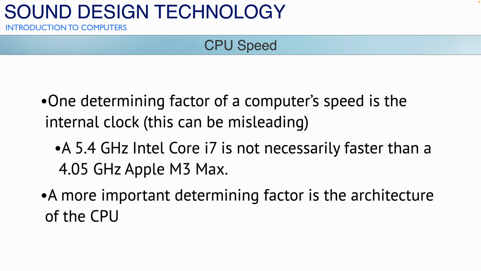But yeah, a 5.4 gigahertz Intel Core i7 is not necessarily faster than a 4.05 gigahertz Apple M3 Max processor. The Apple M3 Max technically has a slower clock speed, but its architecture is quite a bit different than that Core i7. And under certain circumstances, in the right kind of system with the right kind of software, that M3 could run faster. In terms of the amount of work it could get done, it could be more.